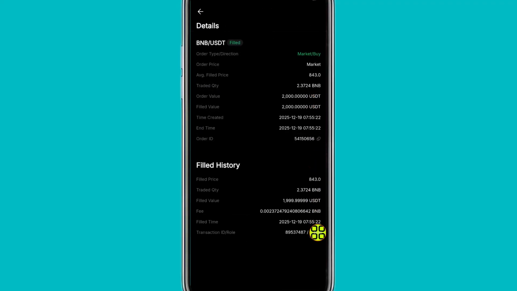So if you choose this trade, as you can see now, under this trade, here is the bill history. So here is the history. So I bought this amount of BNB, and here is the BNB that I got, and here is the value that I gave for USDT.